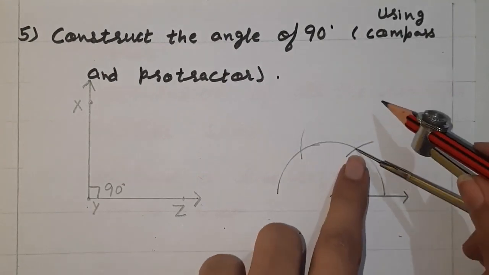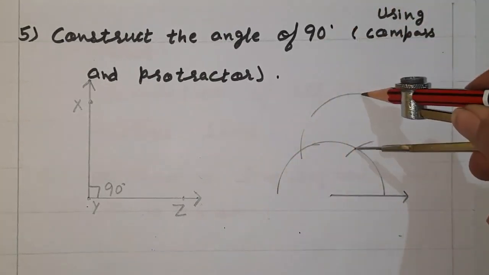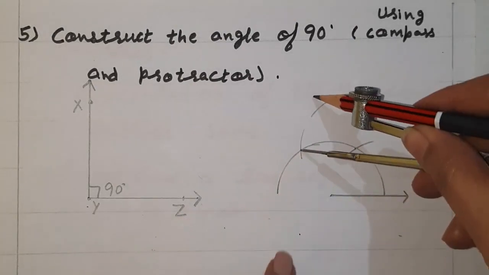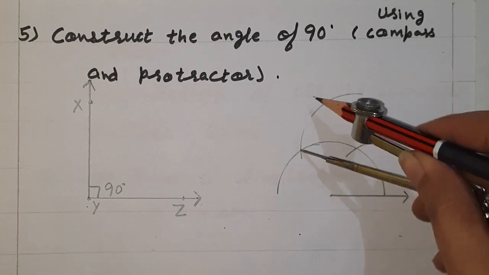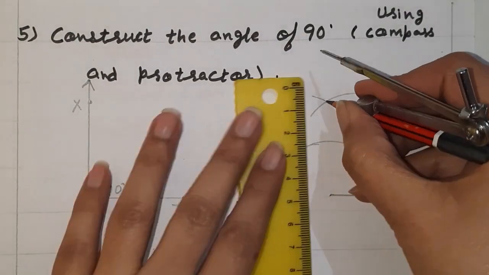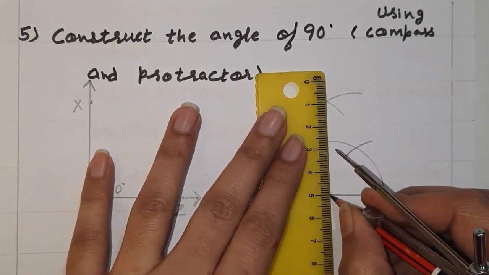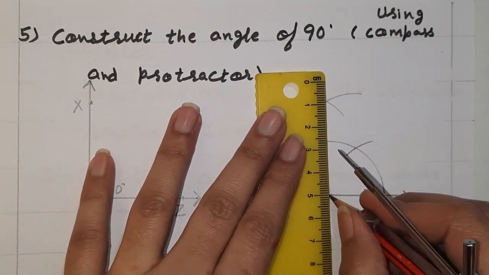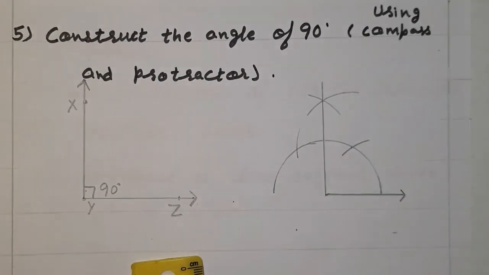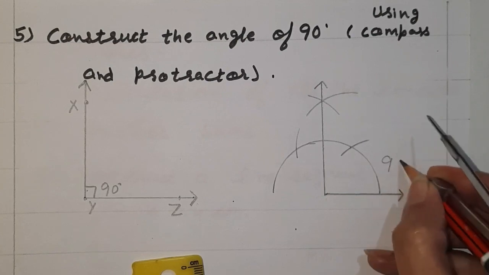So how to bisect? Put the metal end here and draw the arc above this. Now metal end here at the arc of 120 degree. Draw the arc which will cut the previous arc. Now this meeting point, common meeting point, will join this point. Now the angle formed is 90 degree. This angle is 90 degree.